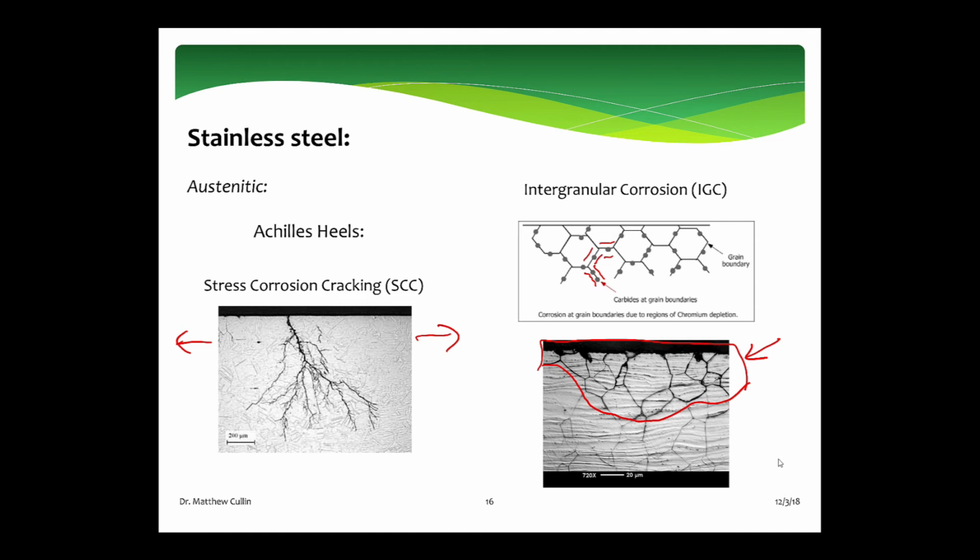As I mentioned, intergranular corrosion occurs because we stay too long in a temperature danger zone. And so not surprisingly, intergranular corrosion usually occurs after we weld the stainless steels together.